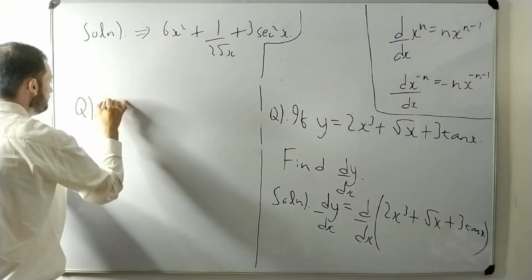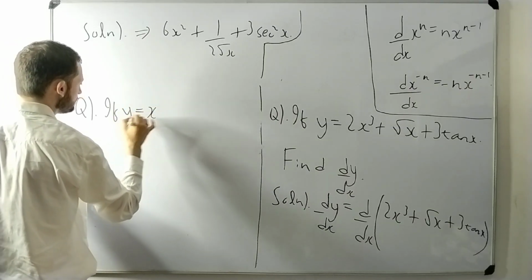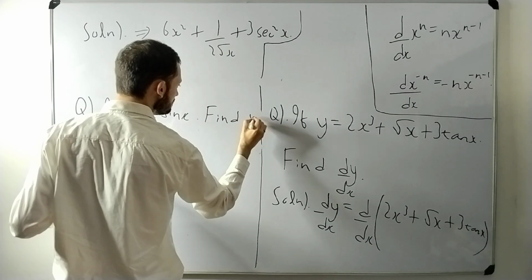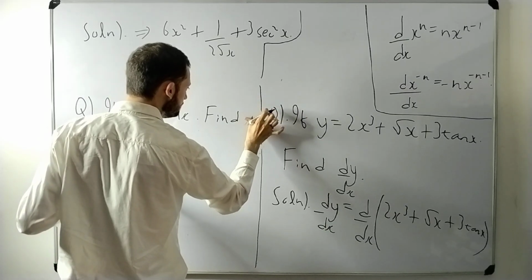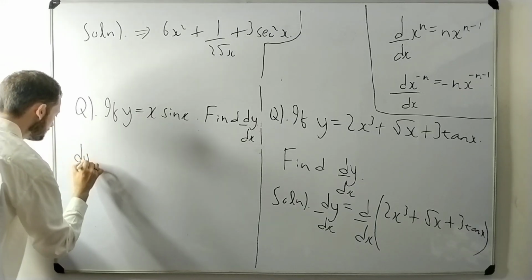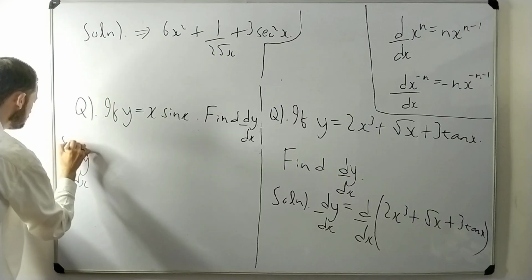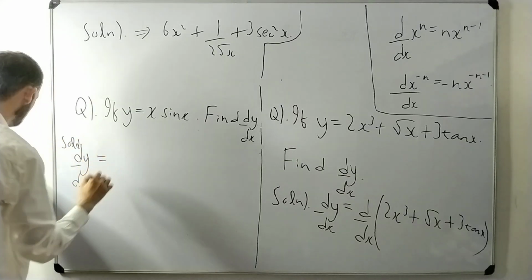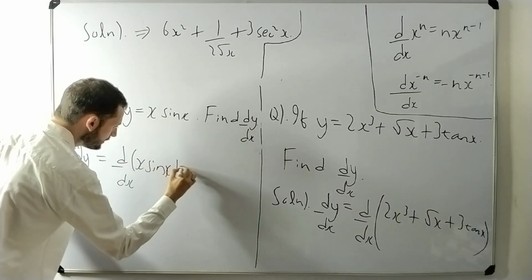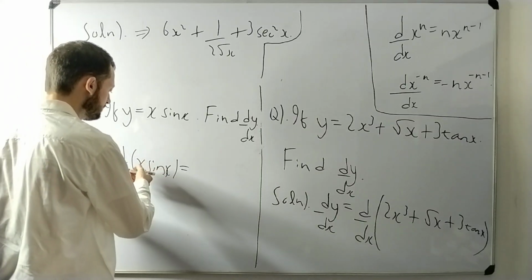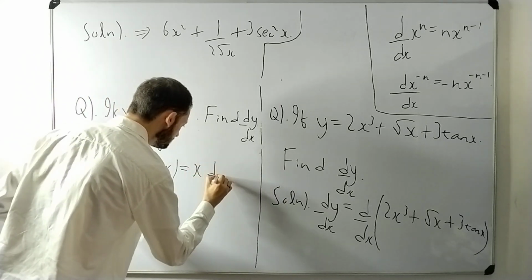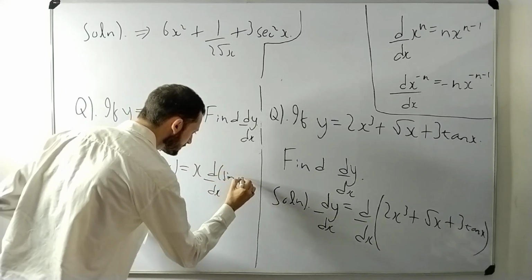If y is x sin x, find dy by dx. Find dy by dx. Right students? Then again, solution part of it. Solution. Yes. This gives d by dx of x sin x, and this gives what, students? Yes, we are going to use the UV formula, UV. Okay, then x d by dx of sin x, right, students?